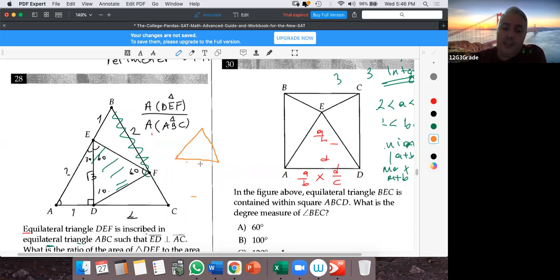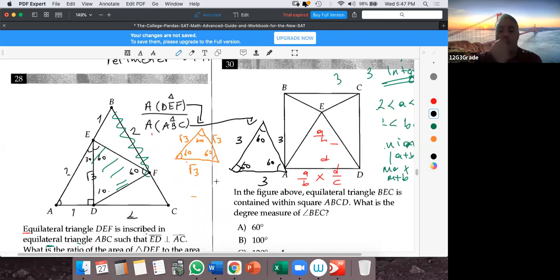Now, the small triangle I am saying, this is root 3. So 60, 60, 60. All the sides are root 3. Now, the big triangle I want to draw, this one: 3, 3, 3, 60, 60, 60. Do you have any question? So this is now DEF, this triangle. Now this is ABC. Do you have any question for this?